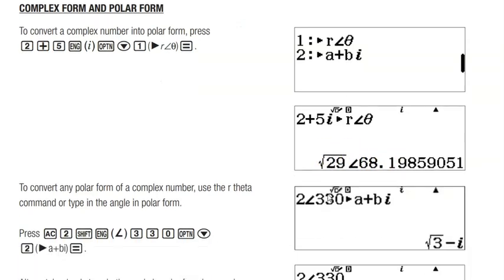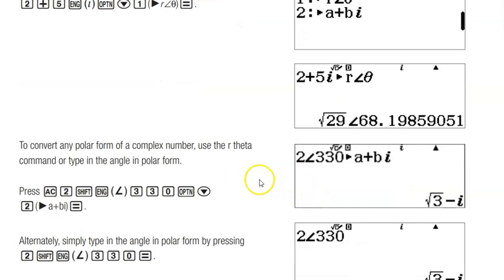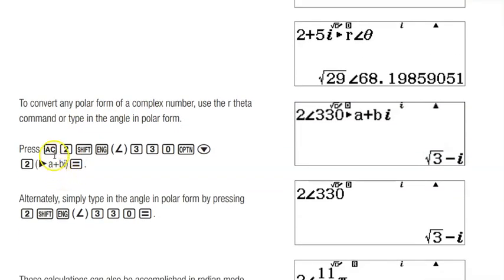Okay, you can do the other way around as well. You can convert from a polar form to a rectangular form. But how do we convert from a polar form to rectangular form? First thing is, you press the AC button to just go out.